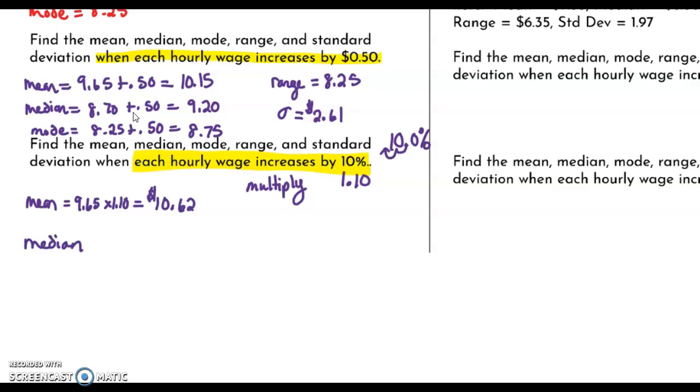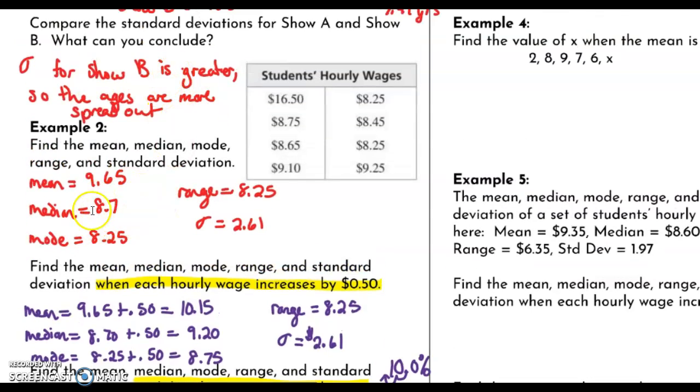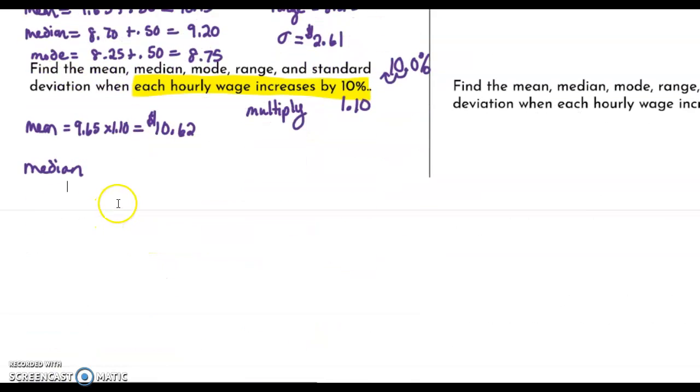Okay, now the median. The original median from up here was $8.70. We're going to put $8.70 times a 10% increase, so times 1.10. All right, type that in a calculator and you get 9.57. So the new median also went up 10%. The new median is $9.57.